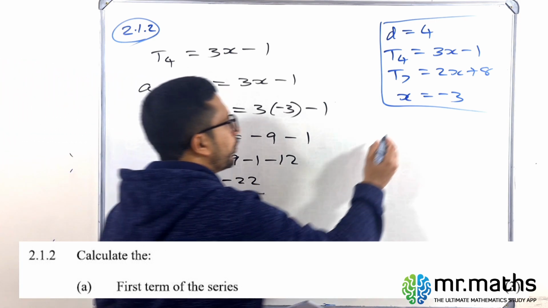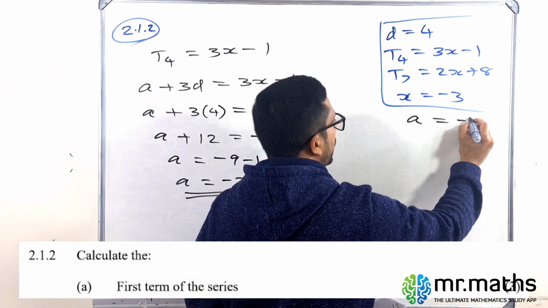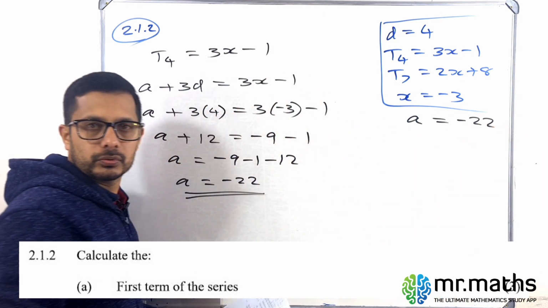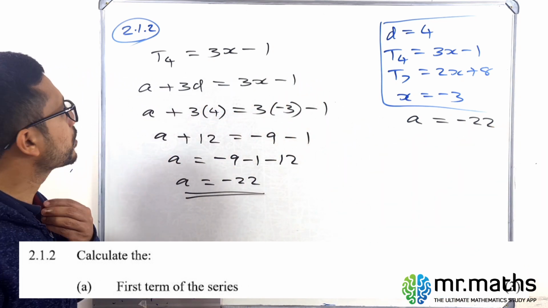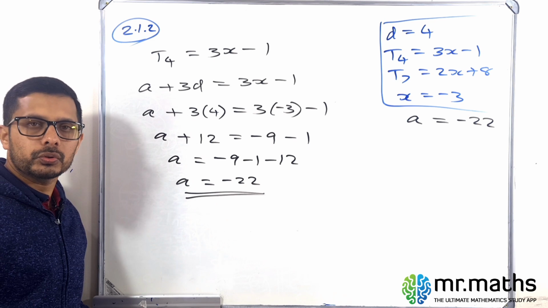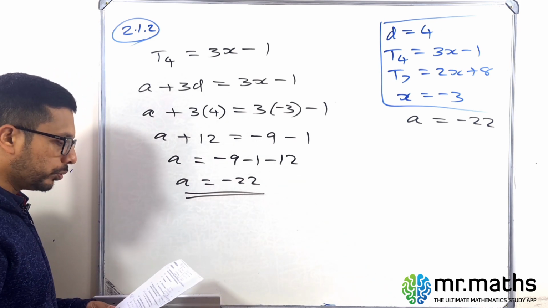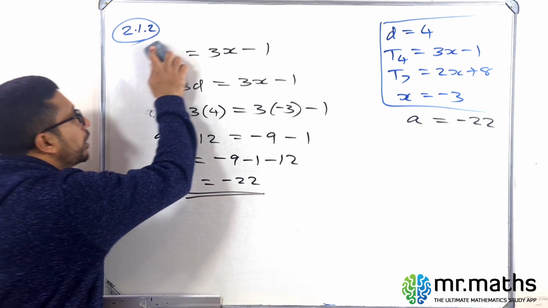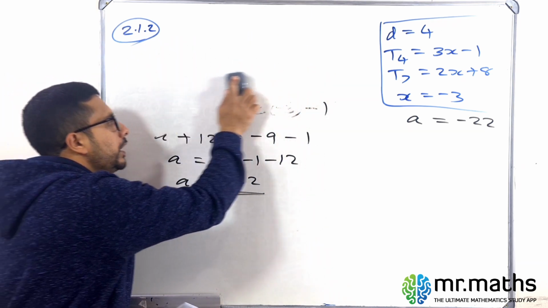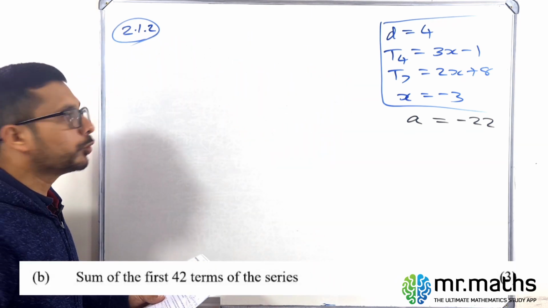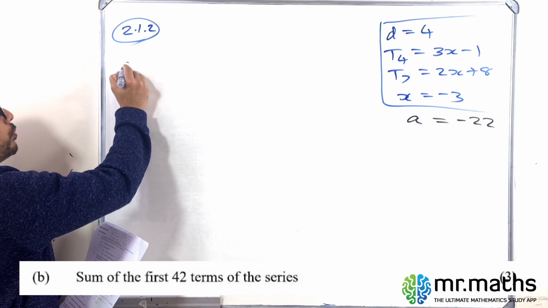So now we know one more thing. Value of a, the first term, is minus 22. You understand? Okay. So that is question number 2.1.2a. Now let's move to the next question, 2.1.2b.